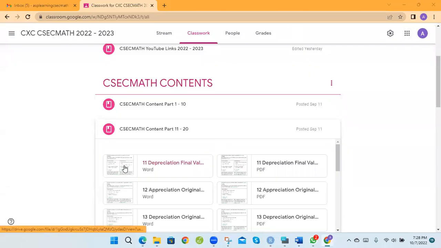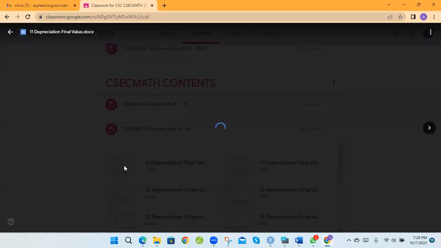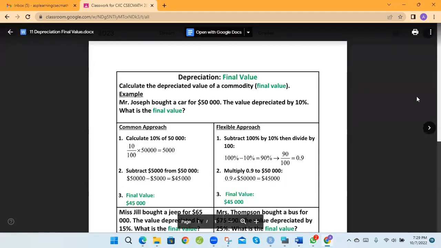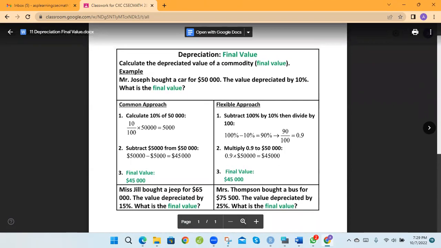So we move into module 11. Let's click on module 11, depreciation value. And here it is. Let's take a snapshot of it.